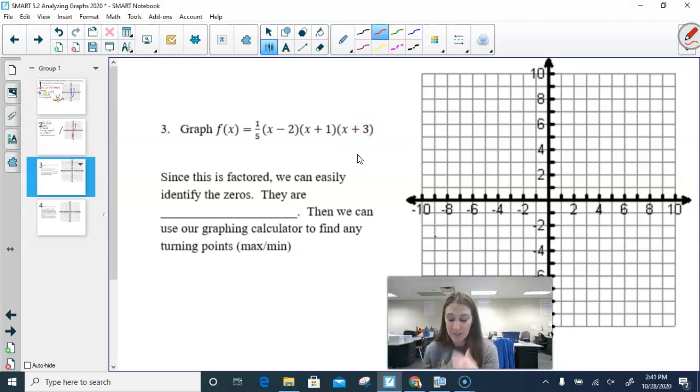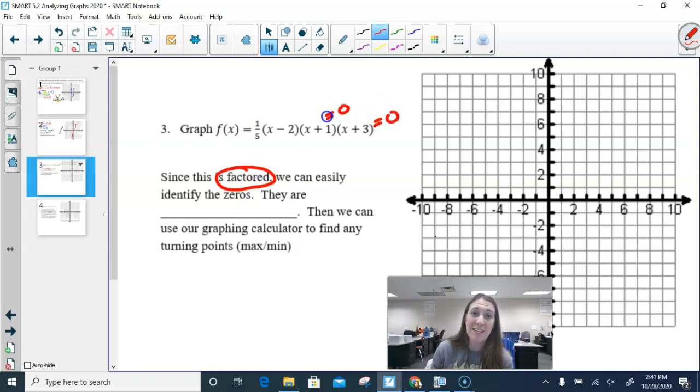So I actually didn't have to use my calc menu that time. I could have just looked at this, and then now there's a little note. It says this is factored. So we could have just found the zeros really easy by setting each one of these equal to 0. And by it, I mean the factors, right? So if I said x minus 2 equals 0, that means you're going to get a 0 at 2, 0. And then same thing here, x plus 1 equals 0, you're going to get a 0 at -1. And then x plus 3 equals 0, you're going to get a 0 at -3.